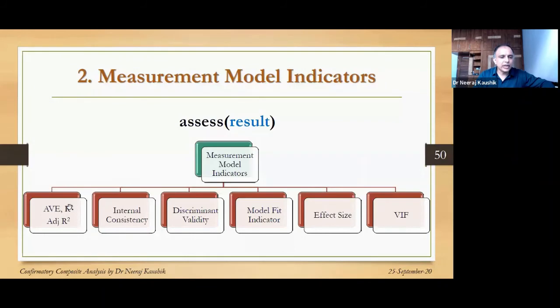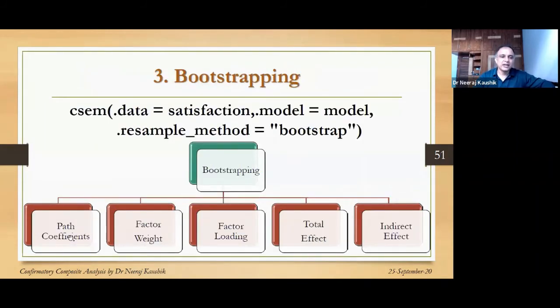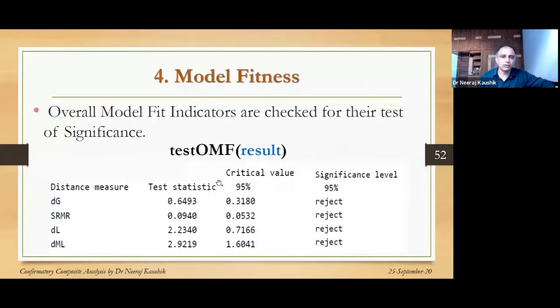It will give you AVE, adjusted R square, internal consistency, all sort of alpha, not only Cronbach, others also. Discriminant validity, not only MSV, others also. Model fit indicator, all model fit. Effect size also it will give. It will give you VIF also. Bootstrapping, it will give you path coefficient, factor weight, factor loading, total effect, indirect. Bootstrapping it will do for all of them.